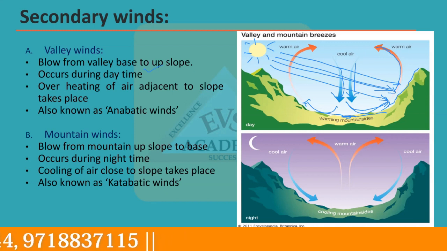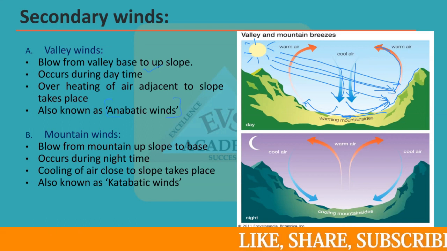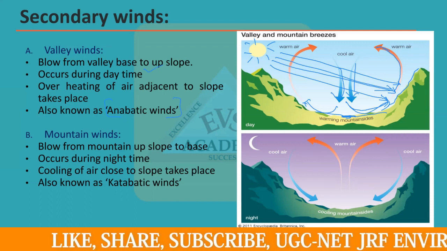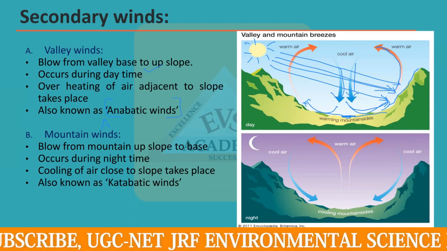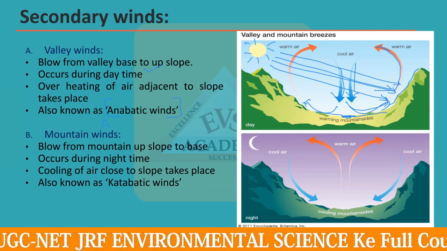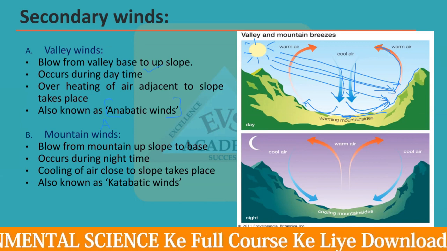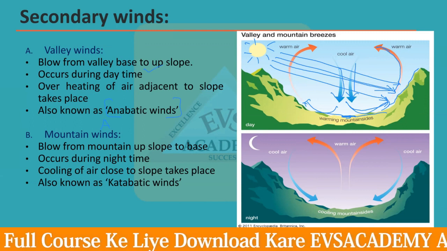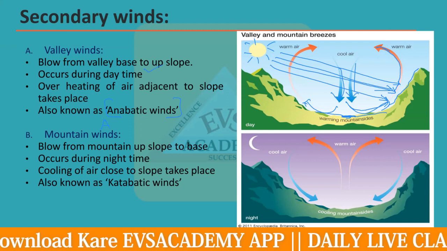Also remember that there is another name for the valley wind, which is the anabatic wind. This can also be asked in the examination. If you turn this V upside down, it would look something like this, and this is similar to A. That's how you can remember the valley wind is associated with the anabatic name. So this is also called anabatic wind or anabatic breeze. This is all about the valley wind and how it takes place.